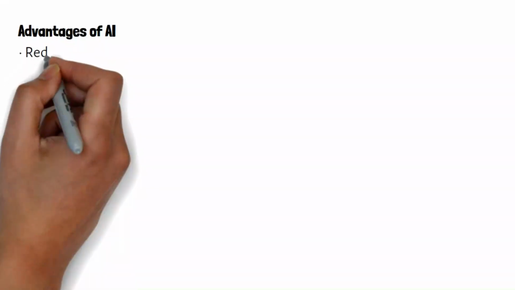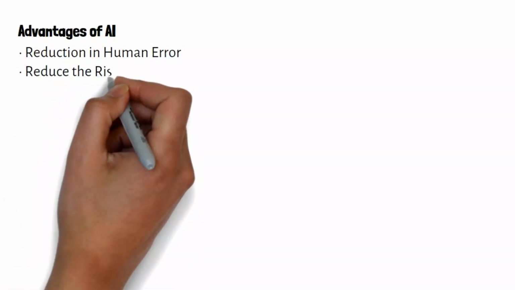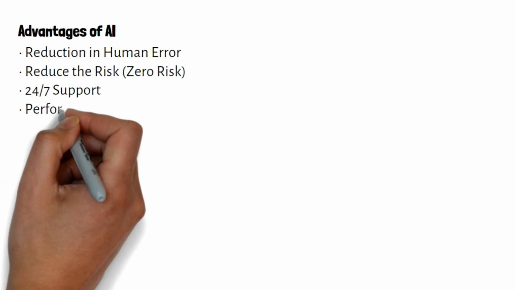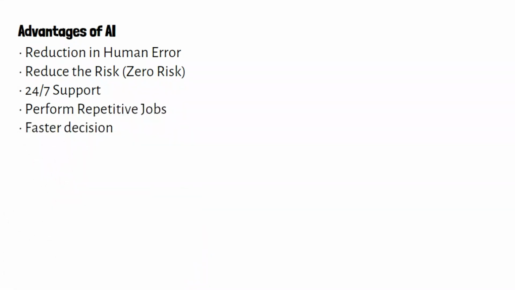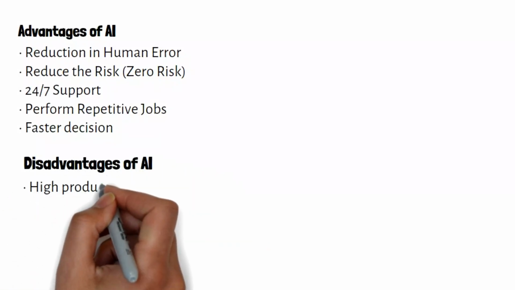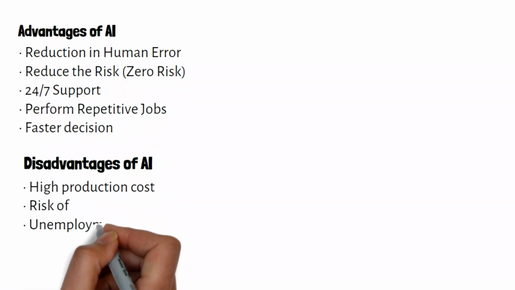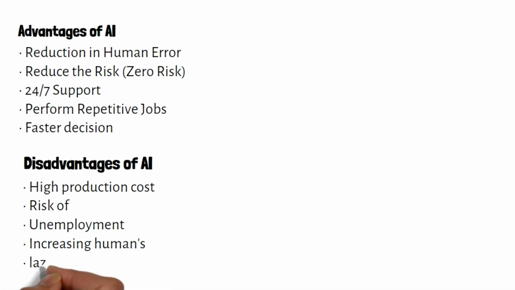Advantages of AI. Reduction in human error. Reduce the risk, zero risk. 24/7 support. Perform repetitive jobs. Faster decision. Disadvantages of AI. High production cost. Risk of unemployment. Increasing human laziness.